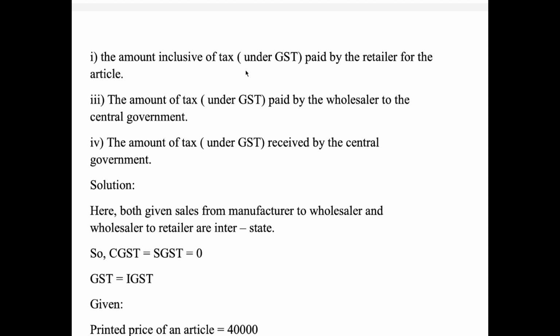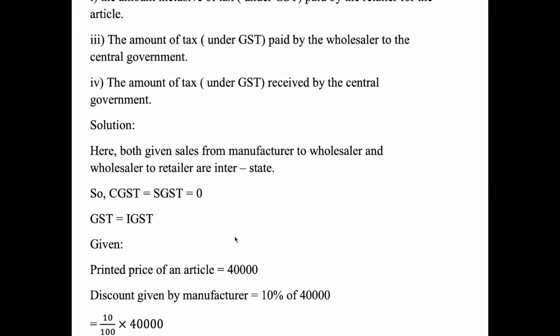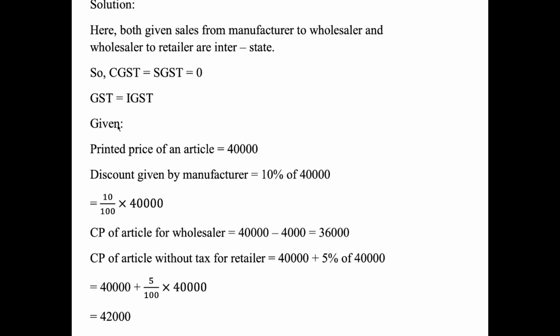The amount inclusive of tax under GST paid by the retailer for the article. Question number 2. The amount of tax under GST paid by the wholesaler to the central government. Question number 3. The amount of tax under GST received by the central government. So both the sales, from manufacturer to wholesaler to retailer, are interstate, not intrastate. So CGST is equal to SGST is equal to 0. The entire part will be treated as IGST, that is integrated goods and services tax.